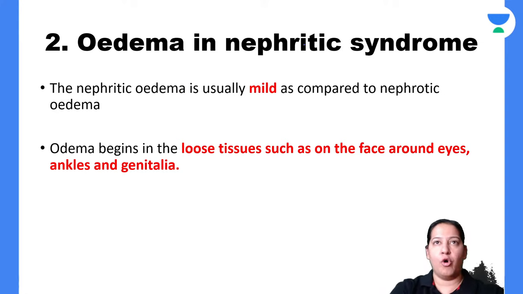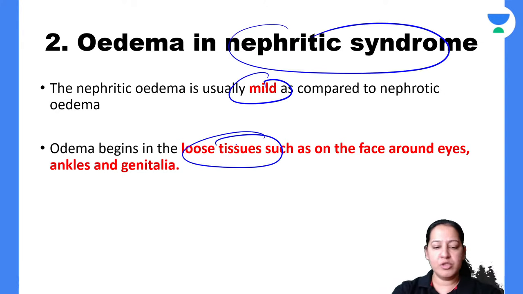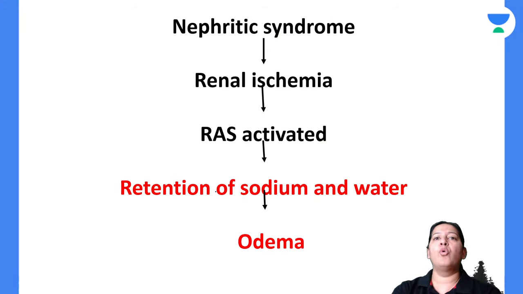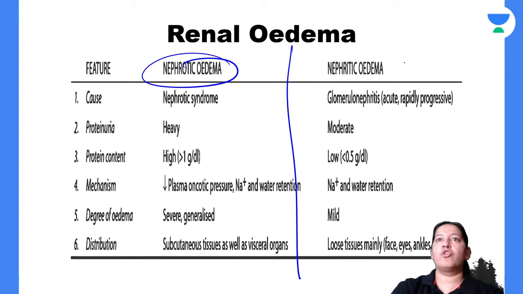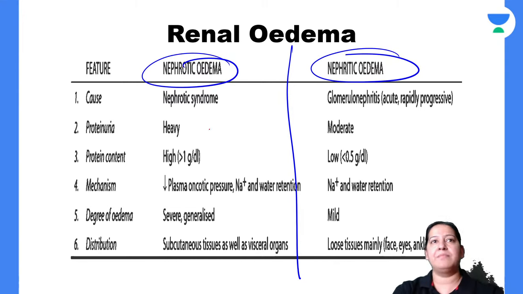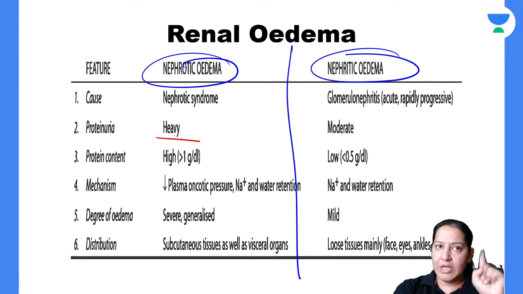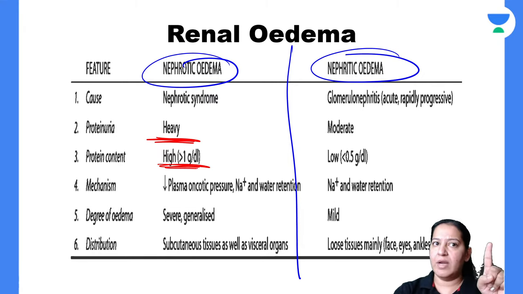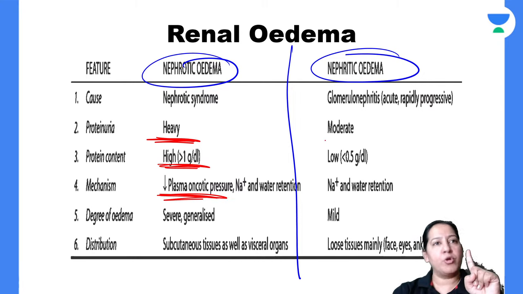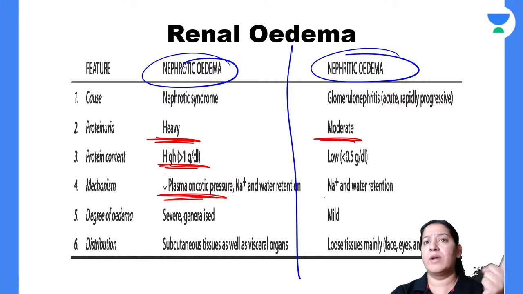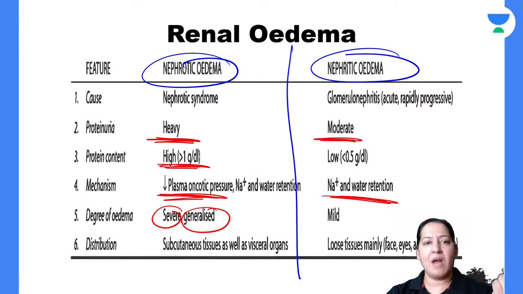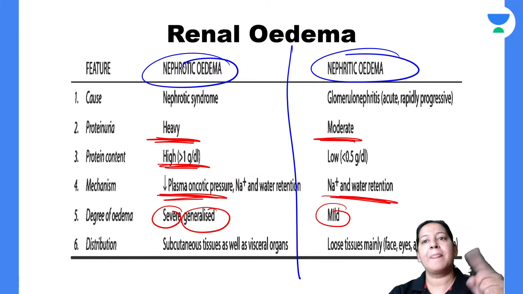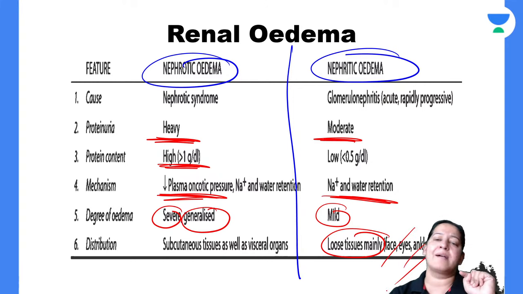In nephritic syndrome, the edema is mild. It is around the loose matrix, not generalized, and it is due to sodium and water retention. So I am done. In nephrotic syndrome, proteinuria is heavy, so there is high protein content in the urine and the cause of edema is low oncotic pressure. In nephritic syndrome, proteinuria is moderate. Protein is not excreted much in the urine; it is sodium and water retention that causes the edema. In nephrotic syndrome, edema is severe and generalized, occurring throughout the body. In nephritic syndrome it is mild and occurs only around the loose matrix: eyes, ankles, and genitalia.